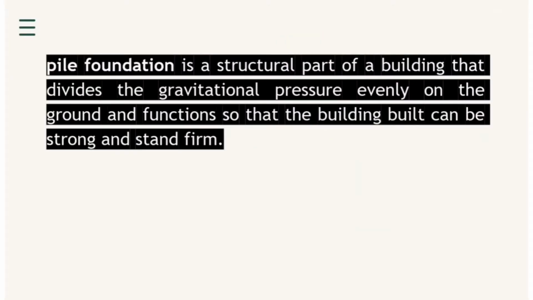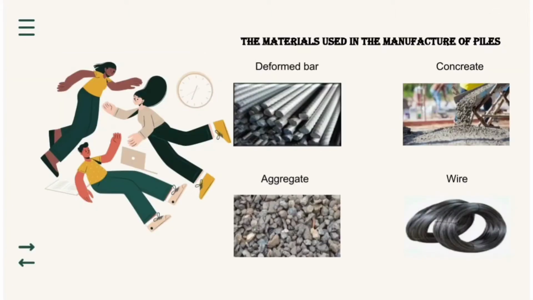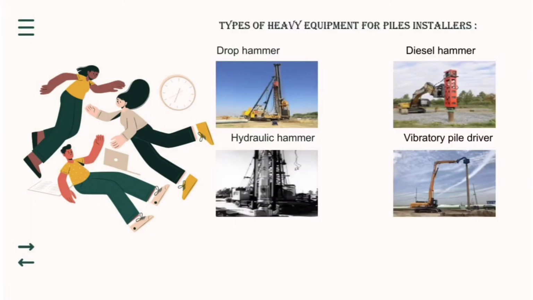Pile foundation is a structural part of a building that divides the gravitational pressure evenly on the ground and functions so that the building built can be strong and stand firm. The materials used in the manufacture of piles: deformed bar, concrete, aggregate, and wire. Types of heavy equipment for pile installers: first, drop hammer, diesel hammer, hydraulic hammer, and vibratory pile driver.